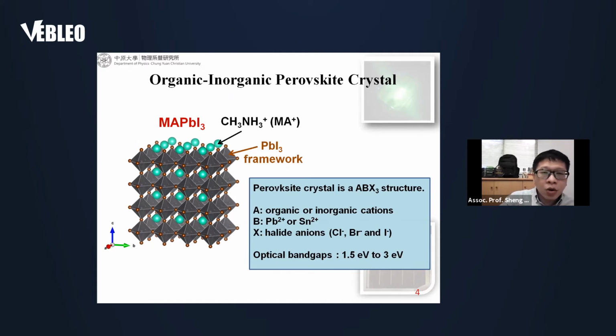This is the organic-inorganic perovskite crystal. It contains organic material and inorganic material. Here the A site is the organic or inorganic cations. It can be inorganic cations also, but when we use the organic cation in this material, the optoelectronic performance will be better. B is the metal, X is the halide anions. The optical band gap of the material is from 1.5 electron volt to 3 electron volt. So this material is suitable for optoelectronic devices.